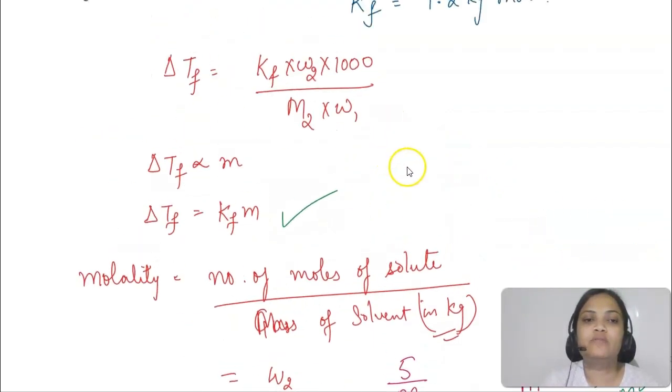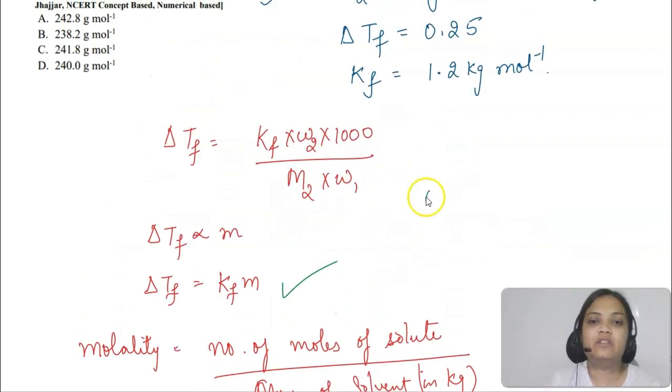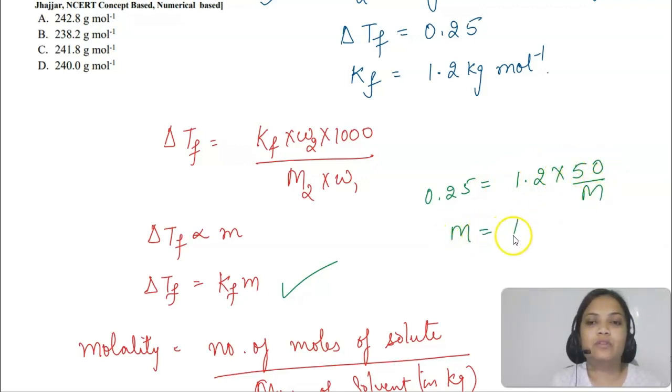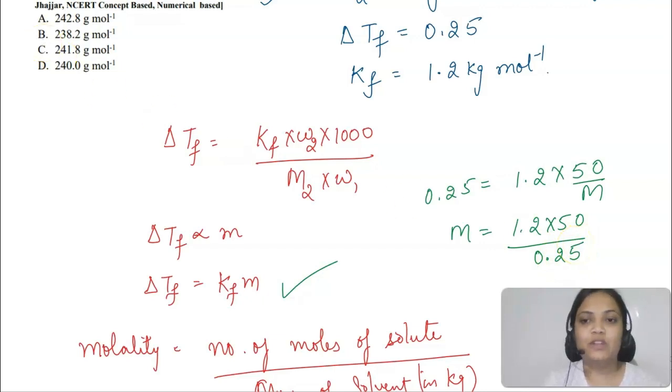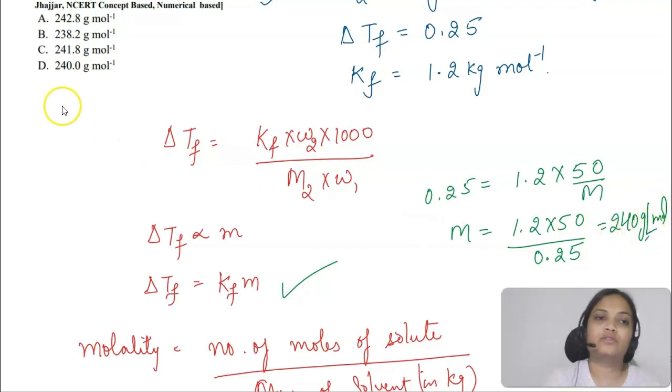Now you can put this value here. Delta TF is 0.25, KF is 1.2 into 50 upon M. So from here M will be 1.2 into 50 upon 0.25. Now you will be solving it and you will get the value of molar mass, that is M. After solving, it will come out to be 240 gram per mole. So that is going to be the answer.